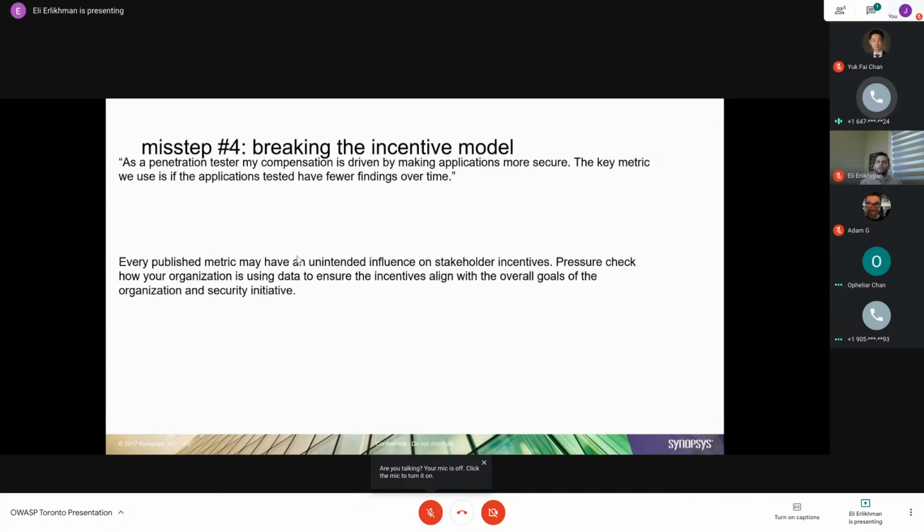So if the pen tester is incentivized to find fewer issues because that means the application is more secure, then maybe they're going to go and watch things on YouTube all day long and not spend time pen testing. So think about all of these factors. Okay.